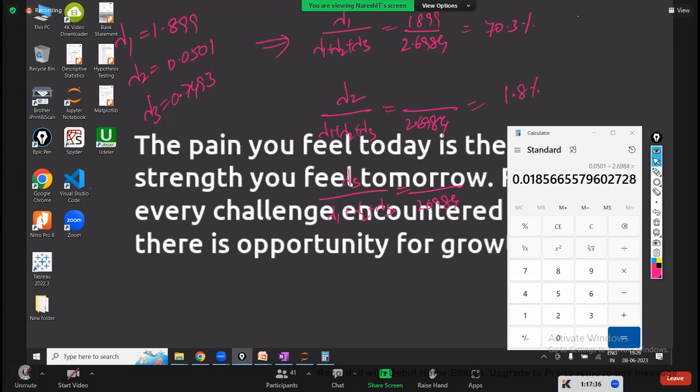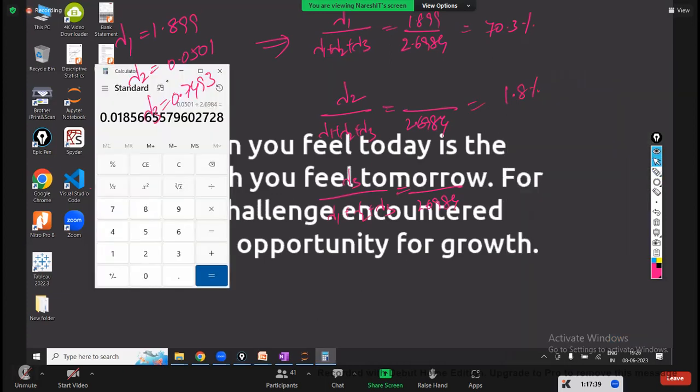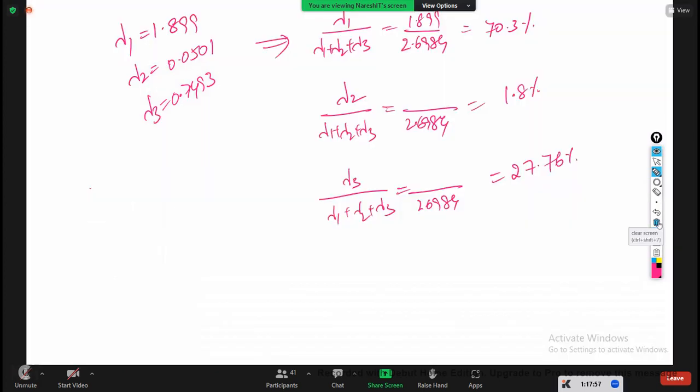Right? Now, later, the third one. What is the third value? 0.7493 divided by 2.6984. And this is having 27.76%. Okay, I'm having like this.